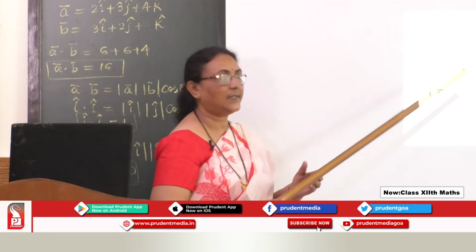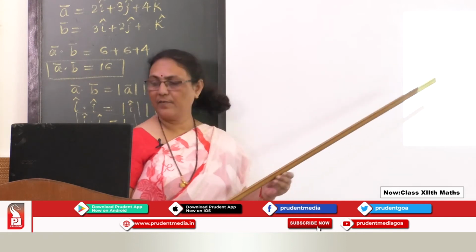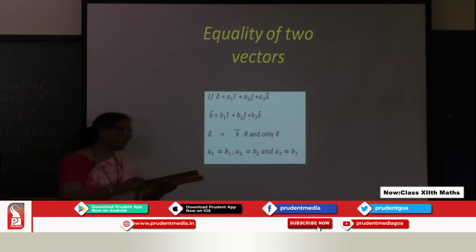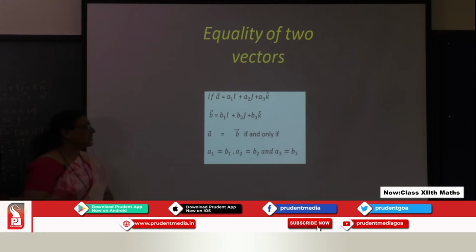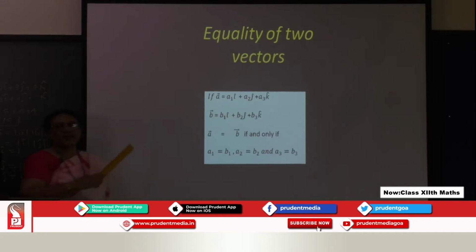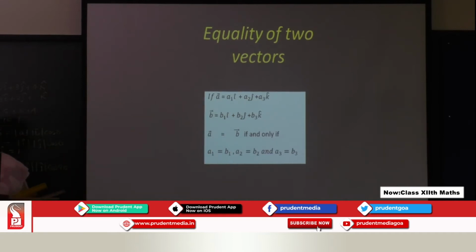Now this is represented in mathematical form. Otherwise, I had explained earlier that two vectors are said to be equal when they have the same magnitude and the same direction. Now in the mathematical way, if these two are equal, these two are equal, and these two are equal, then the two vectors are said to be equal.